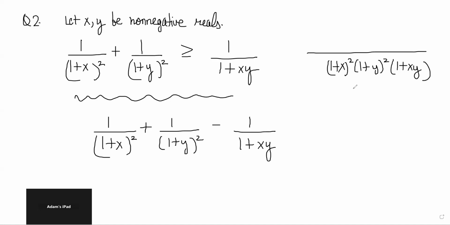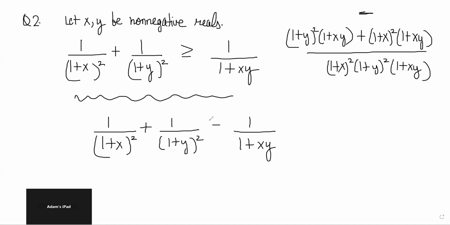Yeah. So the first term will be (1+y)^2 into (1+xy). Then the second term is (1+x)^2 into (1+xy). And the subtraction will be (1+x)^2 into (1+y)^2. Right? Yes. So now we just have to simplify it. There is no other solution to it. So let's try it out.